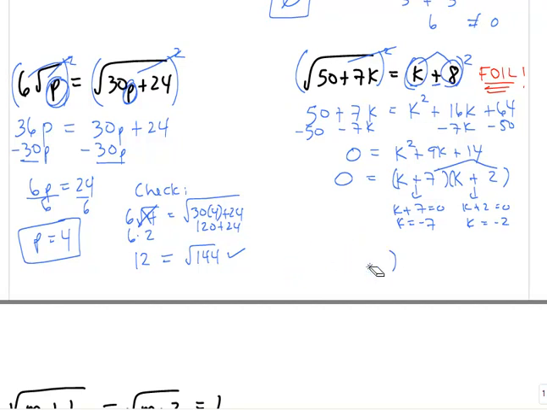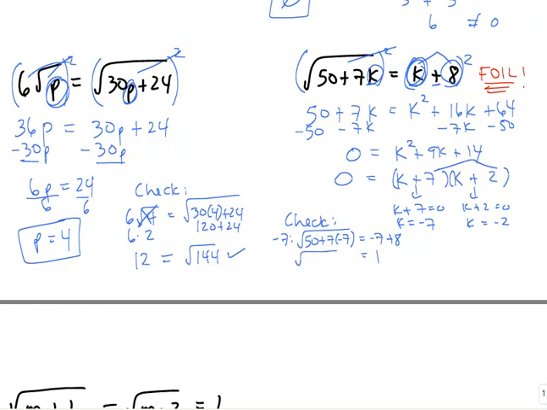And now we want to check. So if we check, we are going to be plugging in -7 right here and right here. So if we check the -7, on the left side we're going to get square root of 50 plus 7 times -7 equals -7 plus 8. Well, -7 plus 8, that's just 1. And on the right side, 7 times -7 is -49. So we get 50 minus 49, which is square root of 1. And square root of 1 does equal 1, so -7 works.